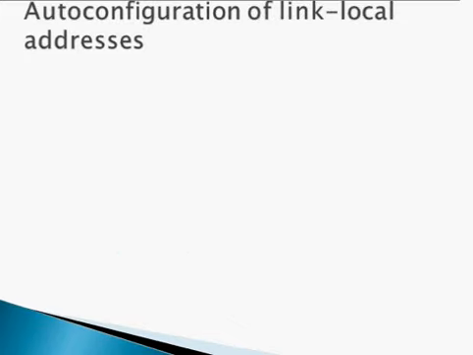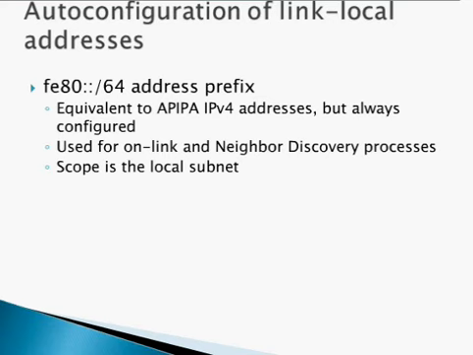Okay, so let's talk a bit about the link local addresses themselves. Link local addresses are very distinct in the sense that they start with FE80::. The first 64 bits define the link local address prefix. And again, these are equivalent to these APIPA IPv4 addresses, but unlike APIPA, they're always configured as opposed to just as a fallback position from DHCP not being available.